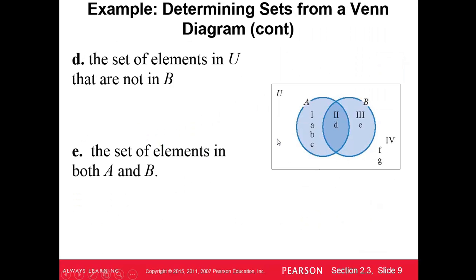Set of elements in U that are not in B: A, B, C, F, and G. Think about it. Here's set B. And if in your mind's eye you kind of cut that circle out or cover it up, what is left? A, B, C, and F, and G. Don't forget the ones out here in the box. Sometimes students forget those. Set of elements in both A and B would be only D.